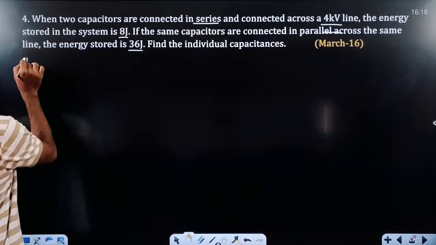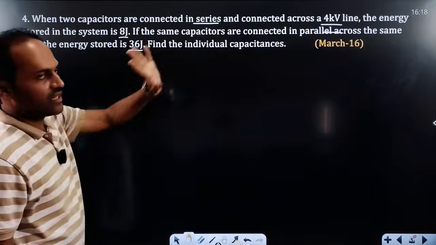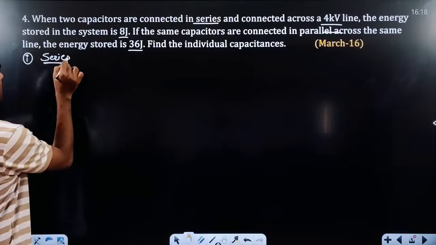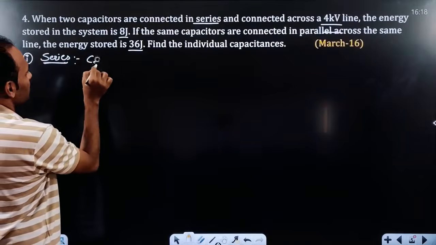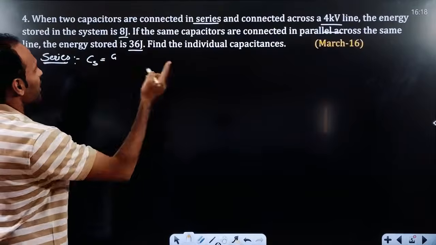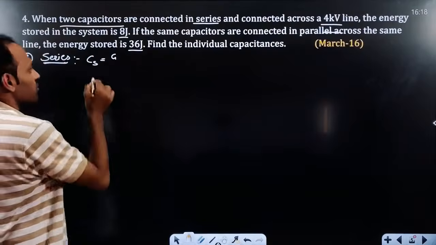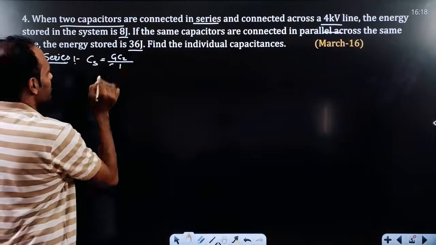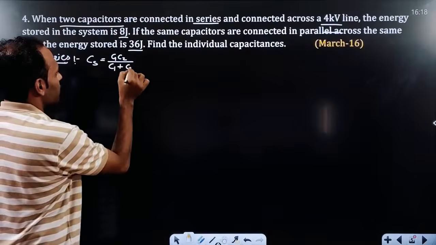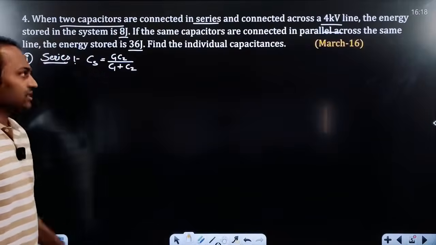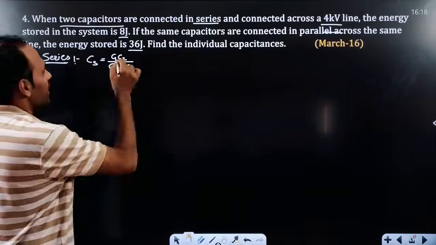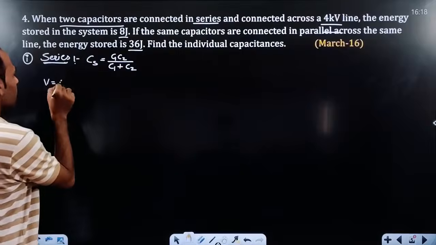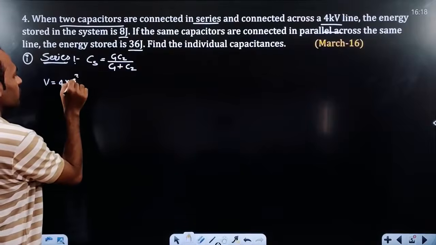See, first what they have said is that the capacitors are in series. So first we'll take the series case. Series means CS, two capacitors are there. So what will be the formula for CS? Formula for CS will be C1 into C2 divided by C1 plus C2. This will be the effective capacitance. Correct? Now, how much voltage have they connected to the combination? 4 kilovolt. 4 kilovolt means you can take it as 4 into 10 raised to 3 volt.